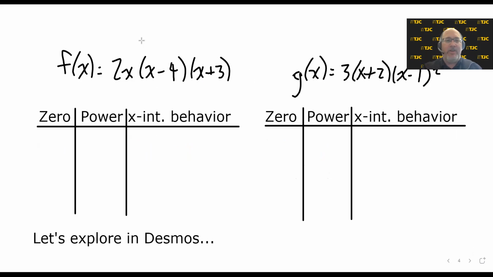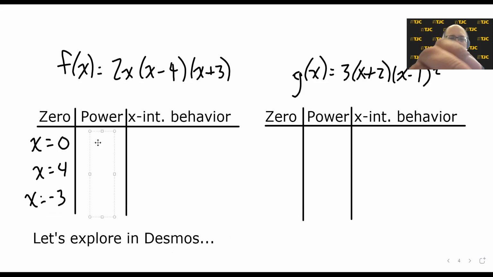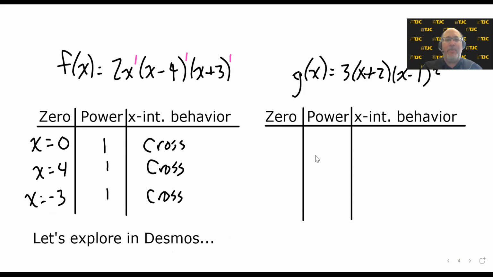We've got it all summarized here. Oops, we already exported in Desmos. I thought the Desmos was a little bit early. Too late. But just to summarize here, in the first function, our zeros were at x equals 0, x equals 4, and x equals -3. And the powers on those factors, you don't see them because they are all implied first powers. So the powers on all these factors are 1s. And the x-intercept behavior on all of them was to cross.